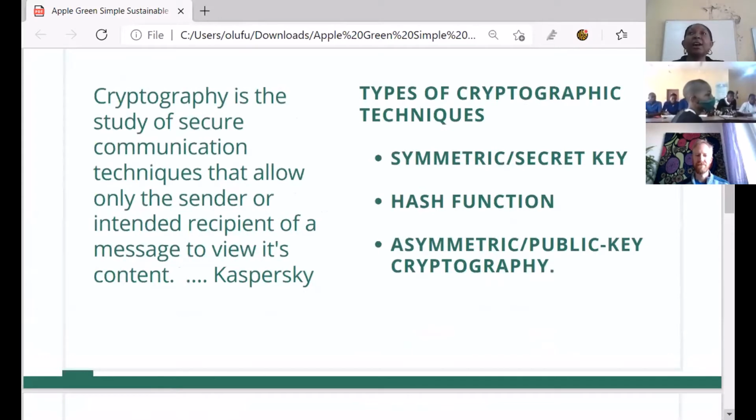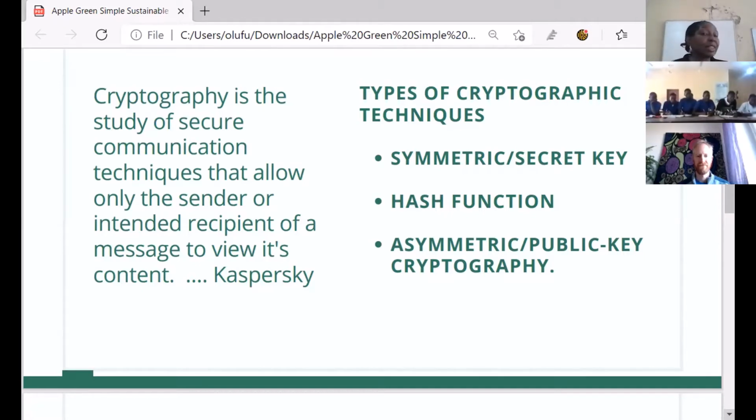So there's another definition of cryptography here. Cryptography is the study of secure communication, like I told you, banks communicating with each other, that allows only the sender or the intended recipient of a message to view its contents. So if I am not the one that is supposed to get a message, even if I intercept that message in any way, I will not be able to read it or to access it. That's what cryptography puts in place.